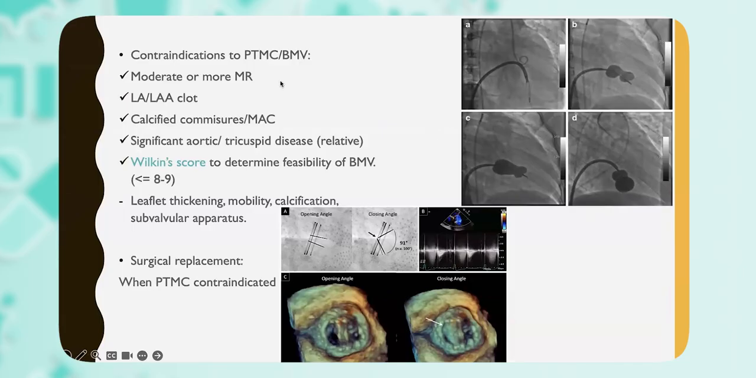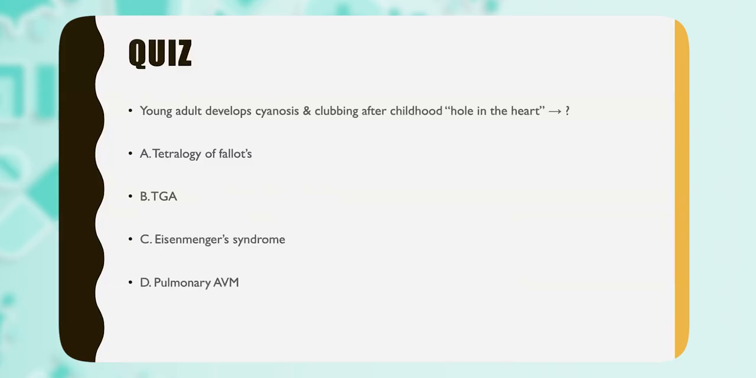Some of the contraindications of PTMC we need to know. That is moderate or more MR, LA or LAA clot, calcified commissures or mitral annular calcification, significant aortic or tricuspid disease, in which case you have to send the patient for open heart surgery, and the Wilkins score has to be less than 8 to 9. Surgical replacement is done when PTMC is contraindicated. So this contraindication to PTMC is also a very common MCQ that comes, and in PACES stations also you might be asked about this. So I'll conclude my class on mitral stenosis.